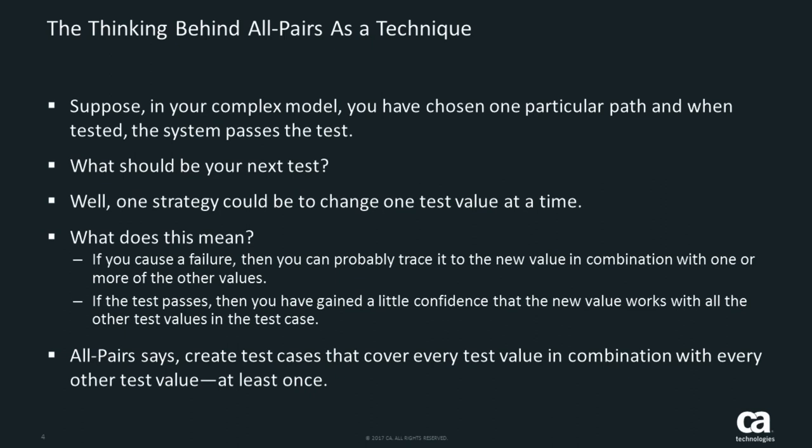So let's have a thought experiment and consider this. Suppose you change one thing and then that test causes a failure. Well, then you could probably trace the problem back to the new test value in combination with one or other of the other values in your table of inputs. Now, if the test passes, then you've gained a little confidence that the new value works with all the other test values in that test case. So what we can say about all pairs is this: we should aim to create test cases that cover every test value in combination with every other test value at least once.